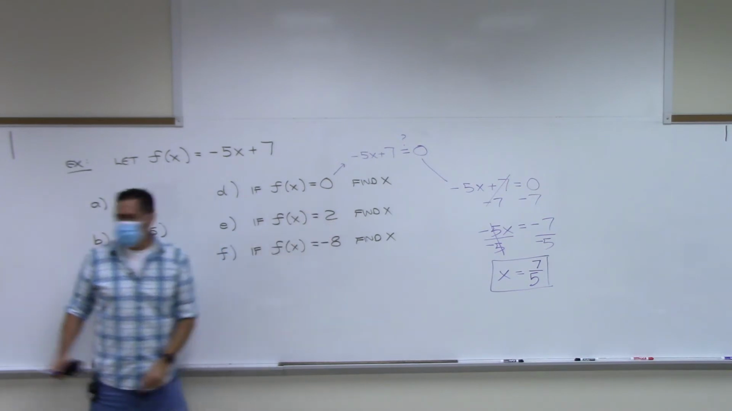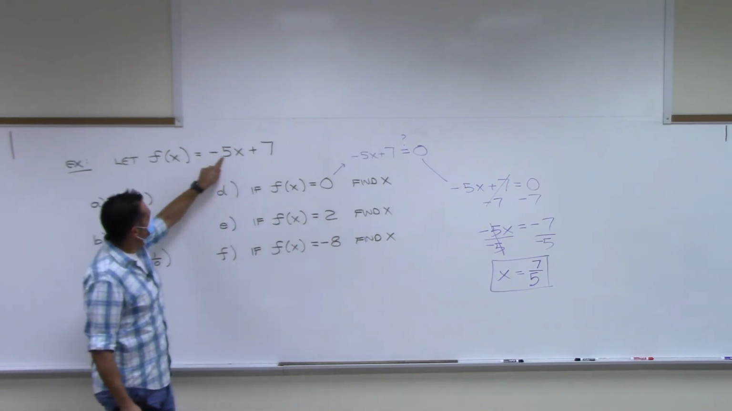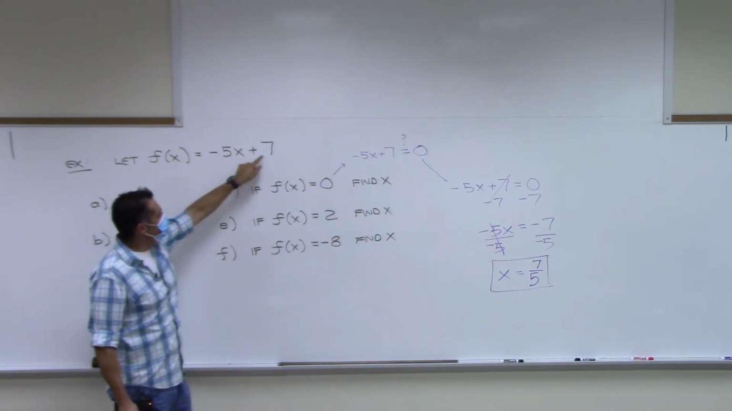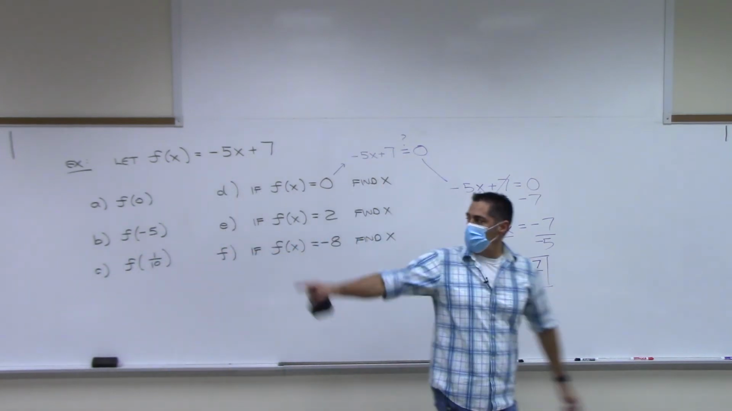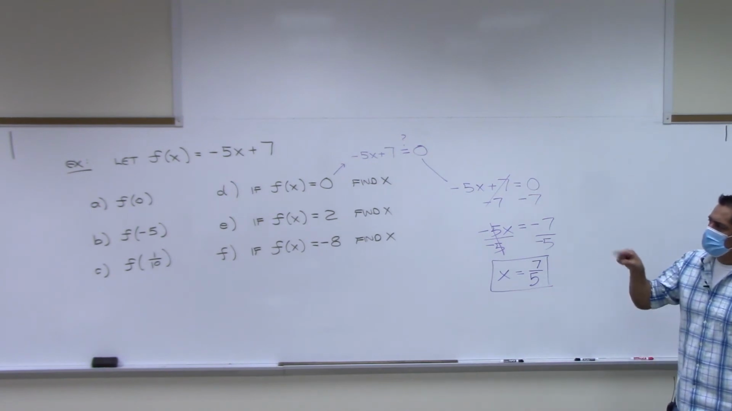And then is 3 the answer for the F? Well, let's see. If we plug in 3, what happens? -5 times 3 is -15, plus 7, that would give you -8. So those work. So those are the correct answers for D, E, and F.